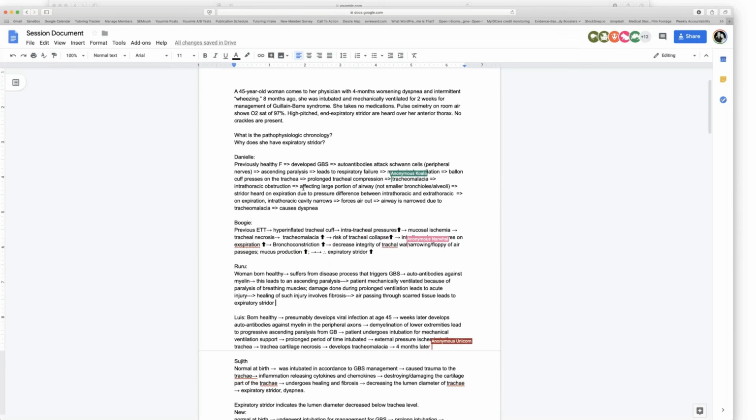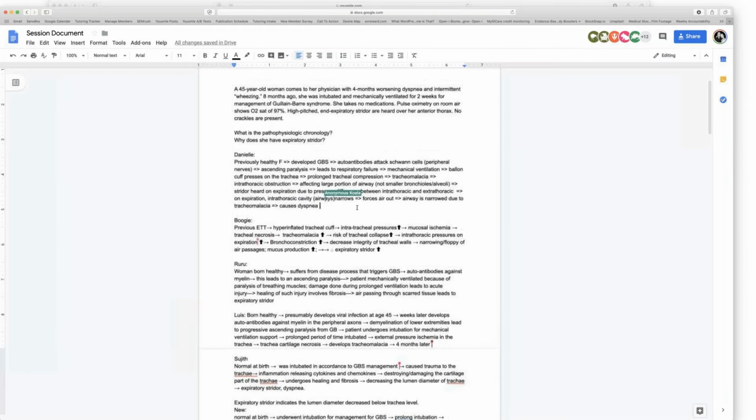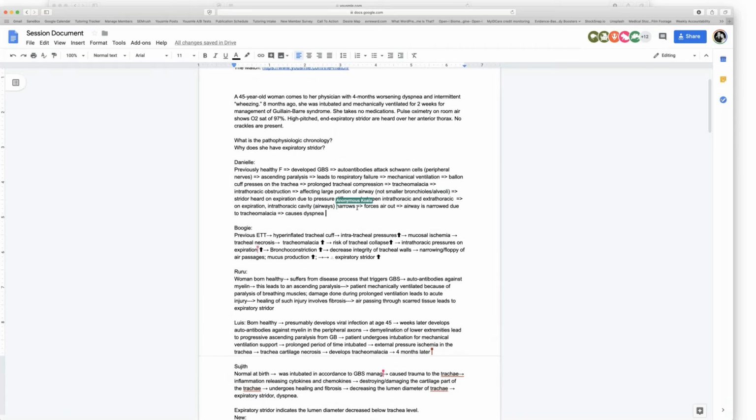So intrathoracic obstruction. It affects the large portion of the airway. Stridor on expiration, good. It's an extrathoracic on expiration. I would say an intrathoracic cavity. I guess technically that's true, the cavity, but really I would think about it as intrathoracic airways. Expiration forces air out. Airways narrow due to trachea. Good. Yeah, it causes dyspnea, but also it's going to cause the stridor.